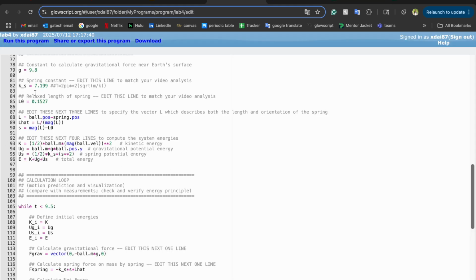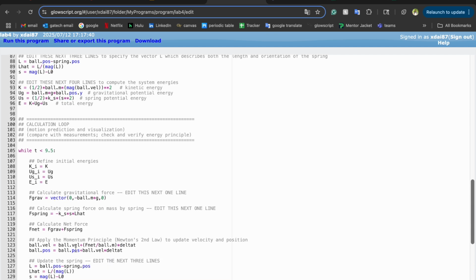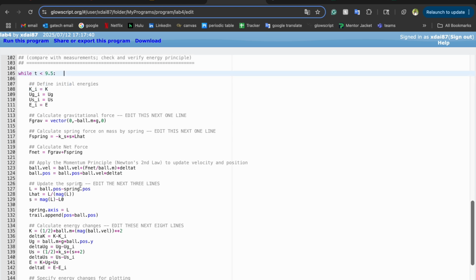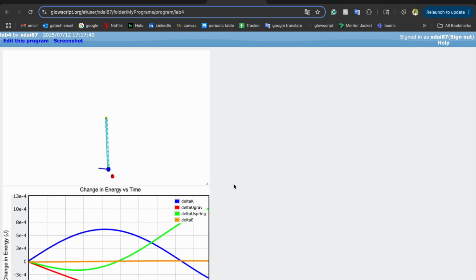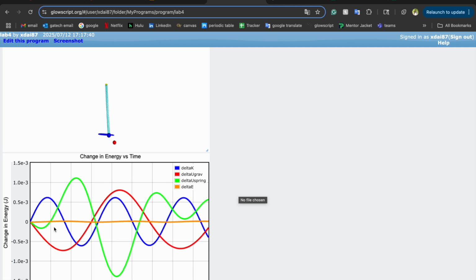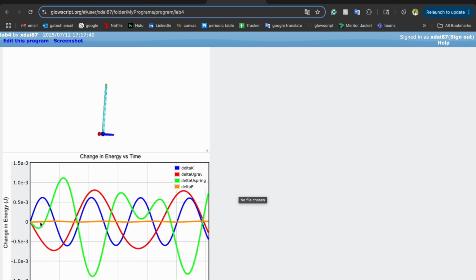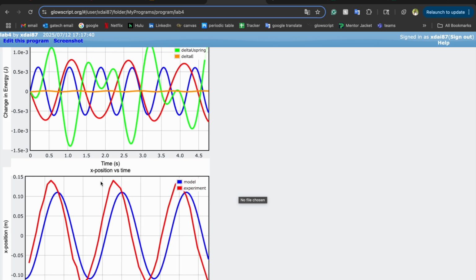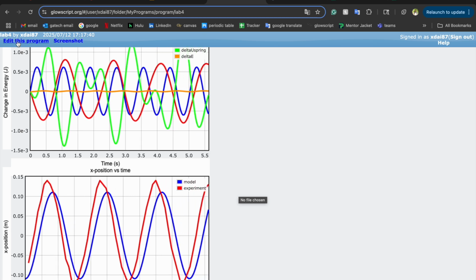So here we are also just plugging in the values from the equation stated earlier in the presentation. And we did the same for here as well, while t is less than 9.5, which is the length of the video. So after the code is run, you can see that the computer simulates the pendulum and that delta E remains constant, with the model being approximately similar to the experiment.